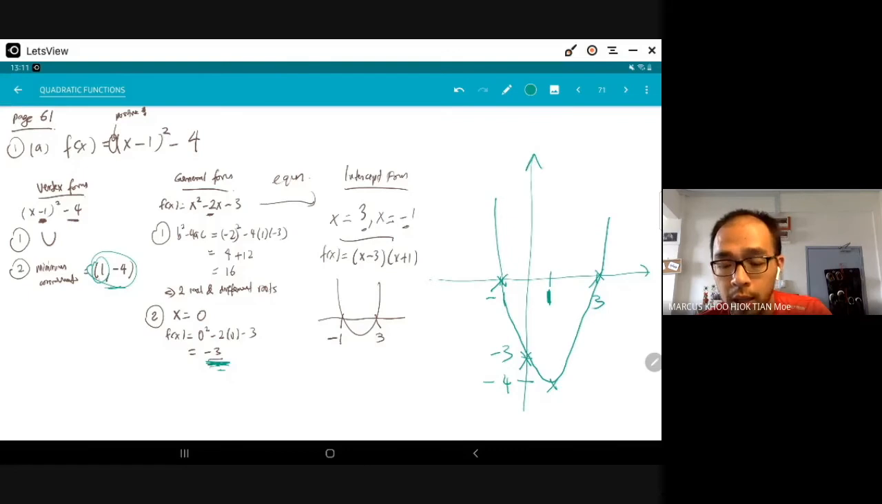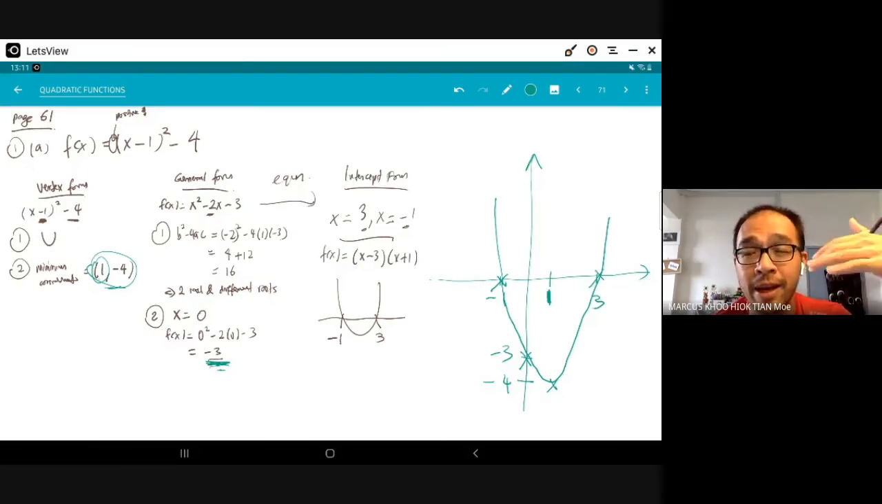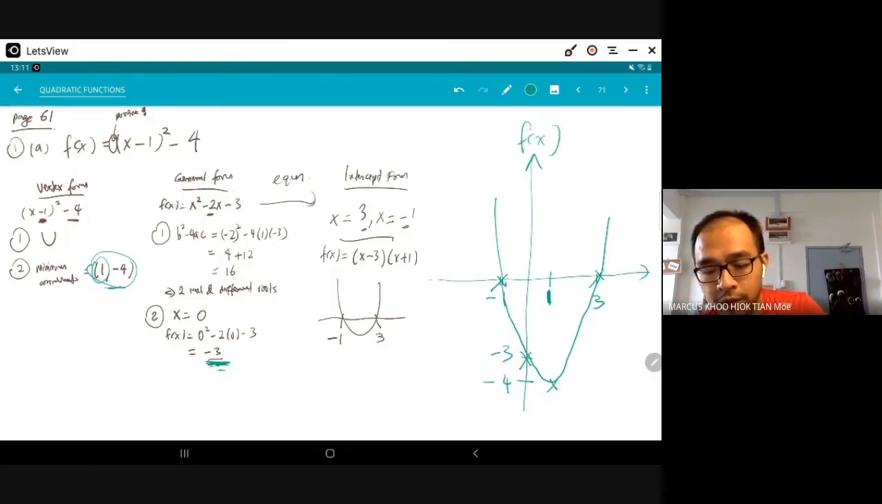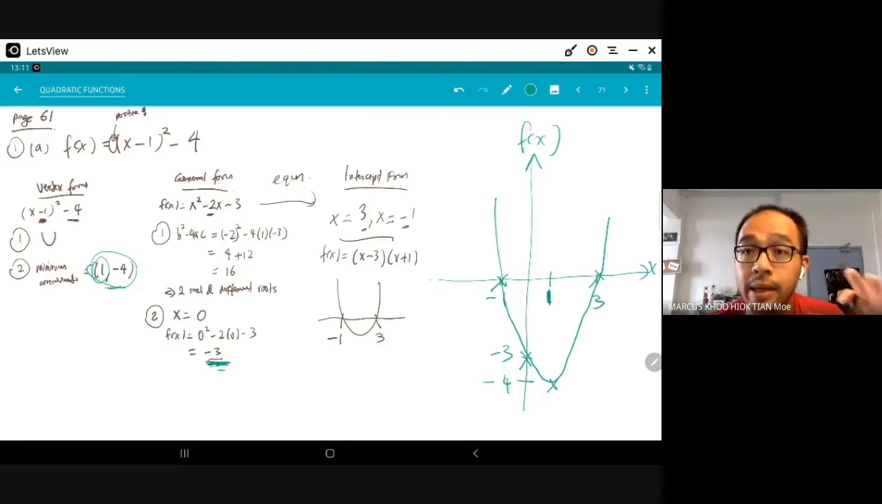Okay? And whether it is ugly or pretty, I hope it's pretty lah. When you do your homework, I hope it's pretty, not like my ugly drawing. But as long as I have the shape and I have the 4 points, you're done. You're good to go. This is f(x) and obviously this is x. Selesai soalan ini. This one is good because it gives the vertex form.